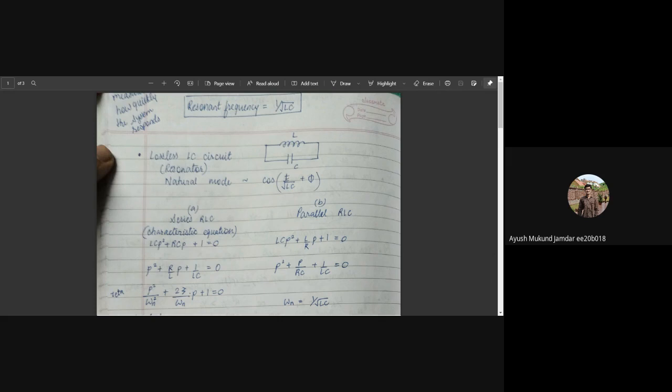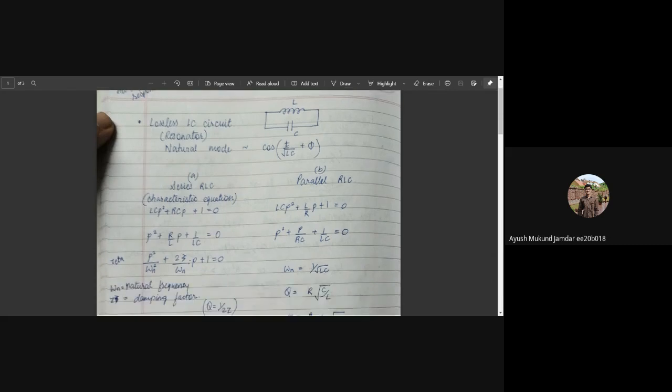In the last video, we discussed the solution to the second order differential equation. That was the LCR circuit, and based on that, we got the natural response and the forced response to the solution. Moving ahead with the same discussion, there is this lossless LC circuit that simply comprises of an inductor and a capacitor.